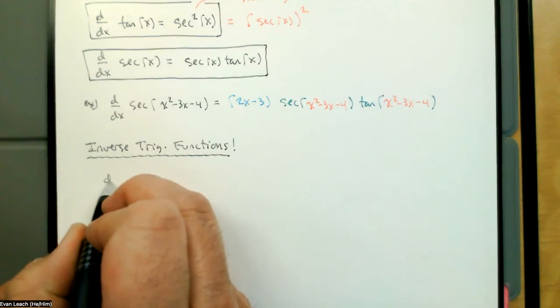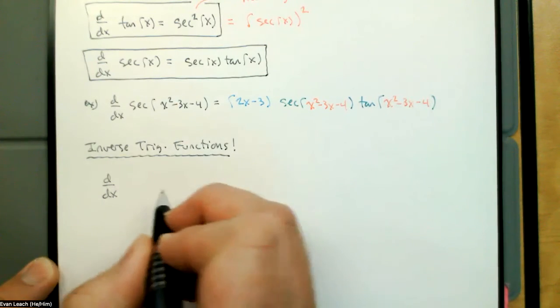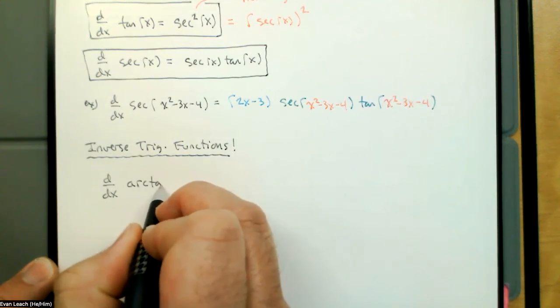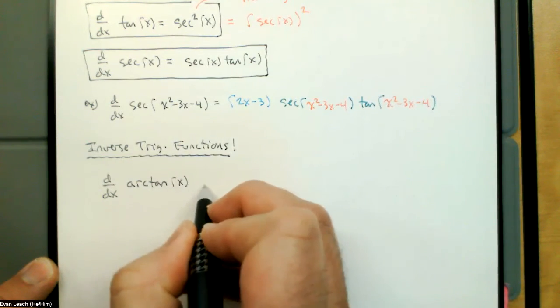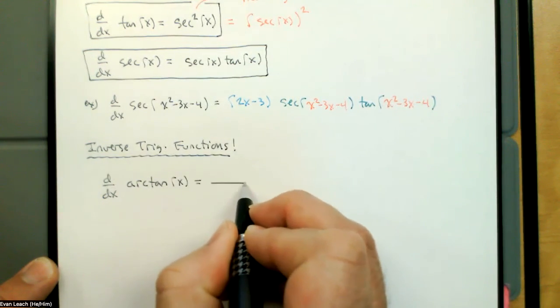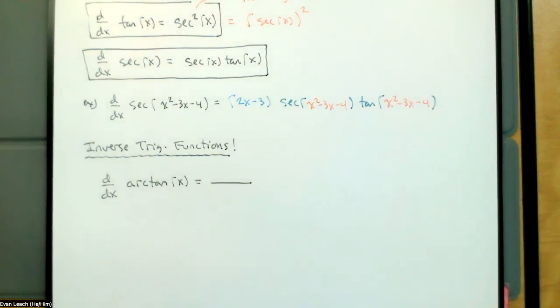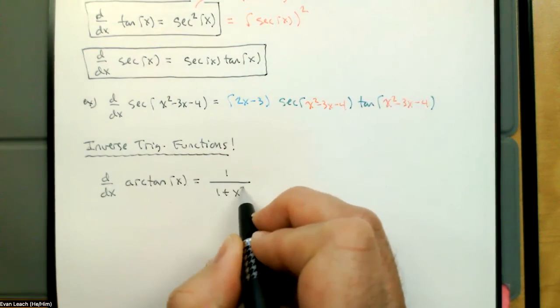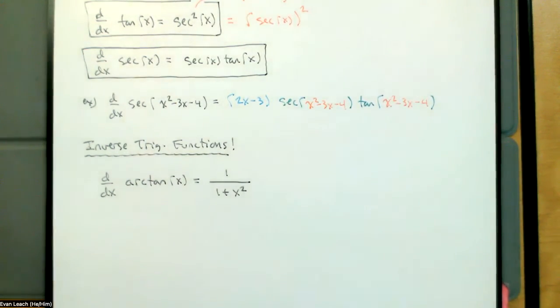The derivative of inverse tangent, I'm going to write arctan. The derivative of arctangent, which is inverse tangent, is 1 over 1 plus x squared. Another cool bridge between a transcendental function and a rational function.